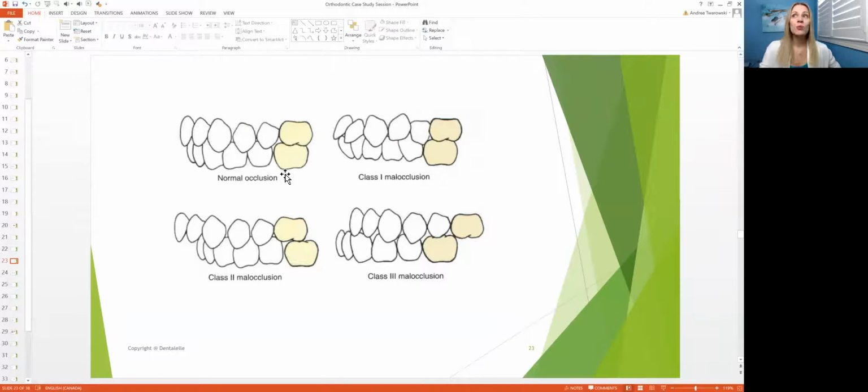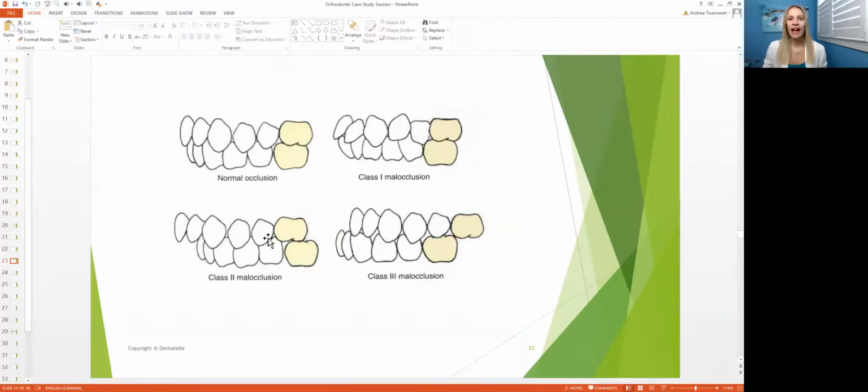Class 2 is when that first molar on the top is more mesial. That's the only way I think about it. It's more mesial. So that cusp here is just simply more mesial this way. So if you picture that in your head, your maxilla is more anterior. So you have that kind of look to it, okay? I probably looked a little bit silly, but that's how you guys all get the picture, right? That's the only way I think about it.